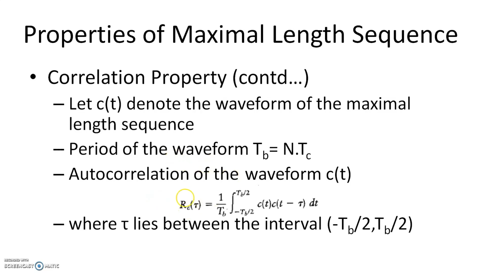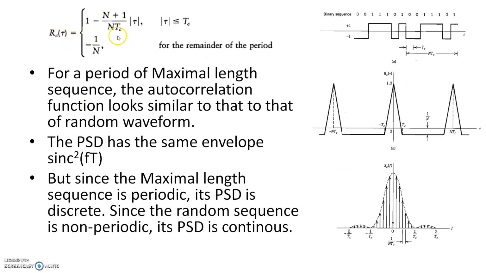So tau lies between the interval minus Tb by 2 to plus Tb by 2. So that is autocorrelation, and when you do that you will get the equation like this. It is equal to 1 minus (n plus 1) by (n Tc) into modulus of tau, when tau is less than or equal to Tc, and minus 1 by n for the remainder of the period. That is what we plotted here.